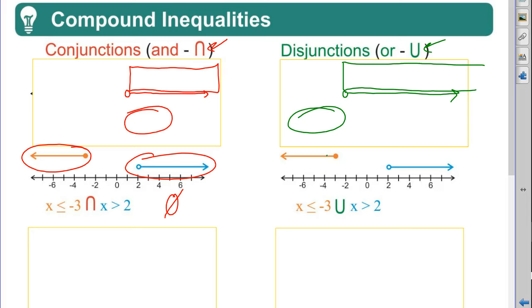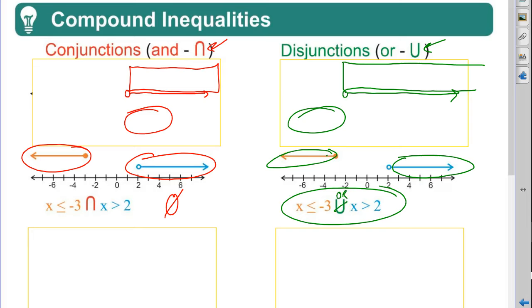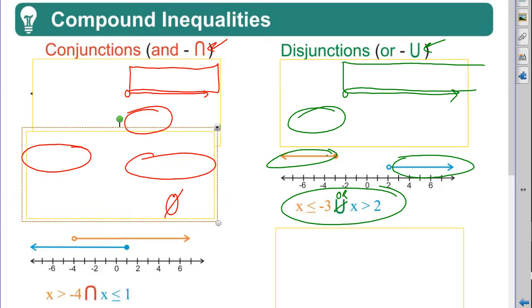If you put this, it's all these values, it's also all these values. Guess what? The only way to say that is to say it with the original, or you can use the word or instead of the symbol. But we have to say every value less than or equal to -3, also all the values greater than 2 is what you get when you union them, put them together.